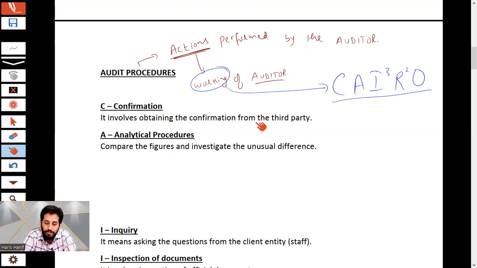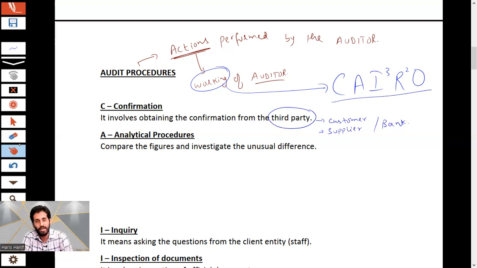It involves obtaining the confirmation from a third party, like a customer, like a supplier, like a bank. For example, you are the auditor and you are having a dialogue with me. I am the finance director and you are the audit partner. You are asking, Mr. Haris, what's your bank balance? Not me personally, the bank balance of the organization. So I have told you that there are $10 million in the company's bank account. You are surprised, $10 million. So you can confirm it from the bank. Yes, confirmation letter. Okay. So this is the confirmation.